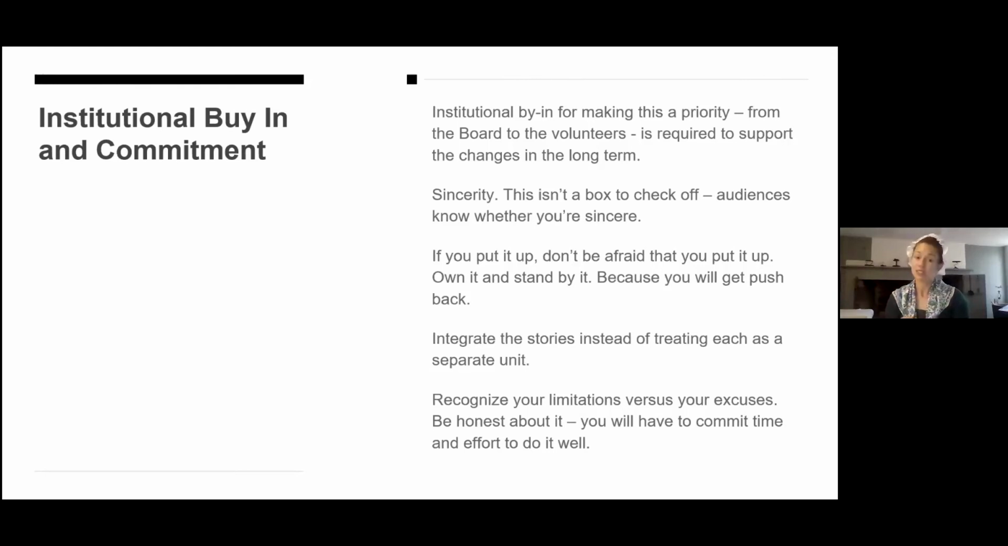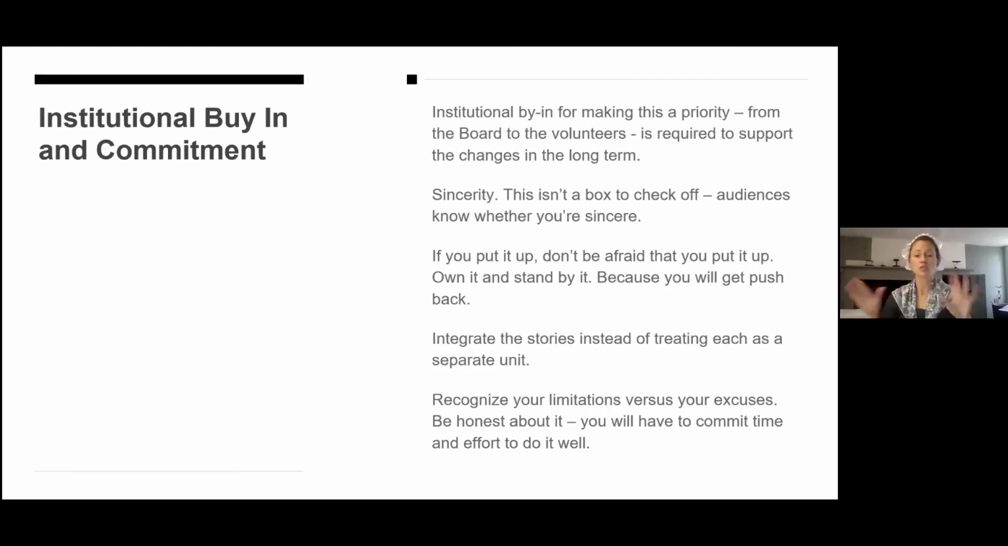Make sure that you're doing this with sincerity. This isn't just, oh, it's the new topic that's going on in the world today, so we should cover it. No, it's either you're doing it because you're being honest and sincere that this is your history and you're telling it, or find another time to do it. And if you put it out there, don't be afraid that you've done that. Own it, stand by it. It's the truth. If you've researched it and you know it to be historical fact, then it's just the truth. And it can be a hard truth, but it's just the truth.